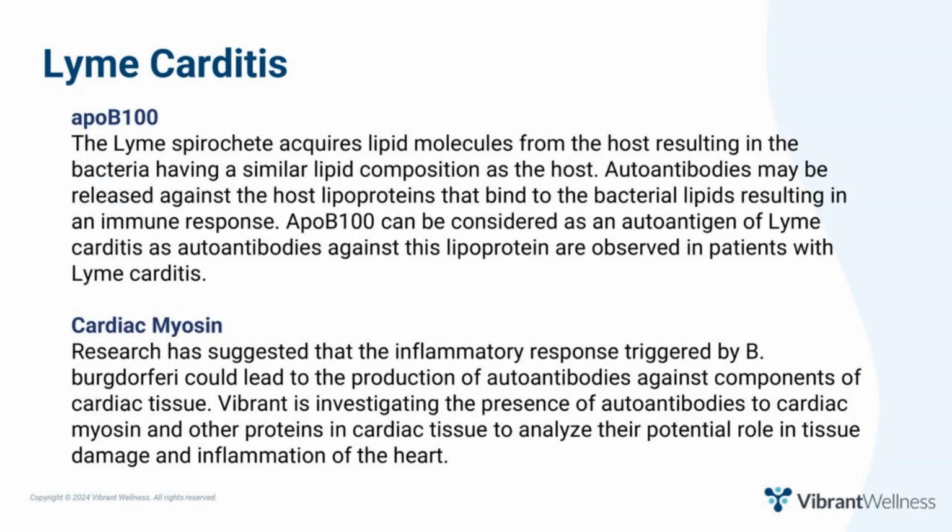We've got 2 that are going to come from Lyme carditis. So the Lyme spirochete often is going to acquire lipid molecules, and therefore we're going to see some autoantibodies that the body makes against its own host lipoproteins. And this can be really observed through Lyme carditis as our patients present with cardiovascular presentation. And then the cardiac myosin is going to have this role in damage of inflammation of the heart as it was triggered off initially from the pathogen.